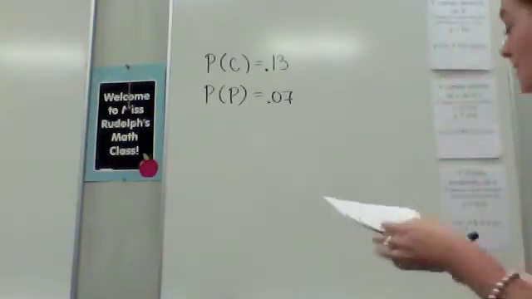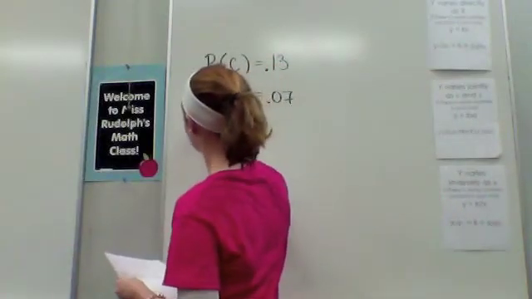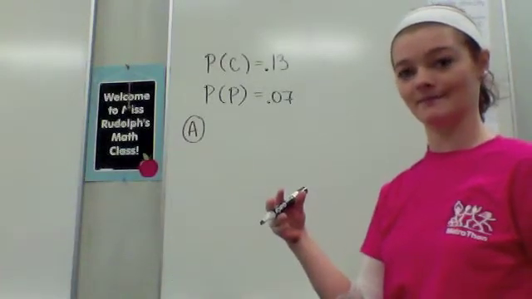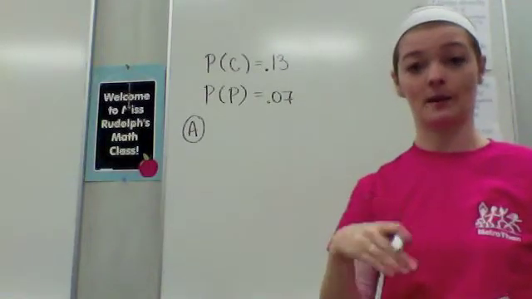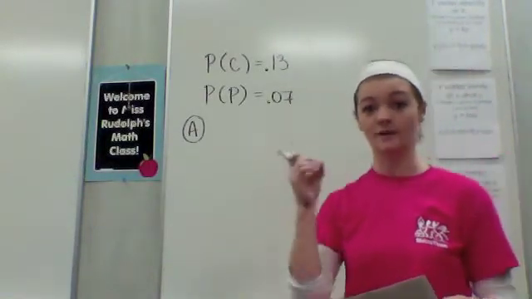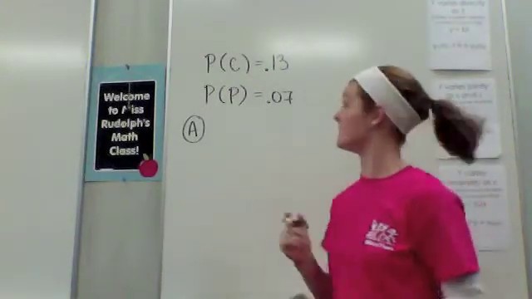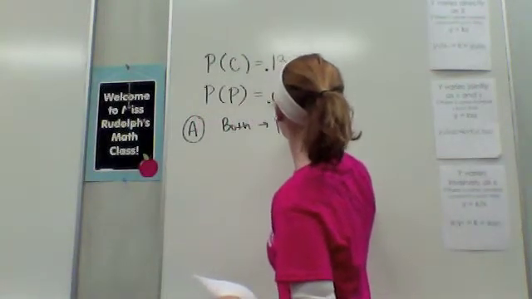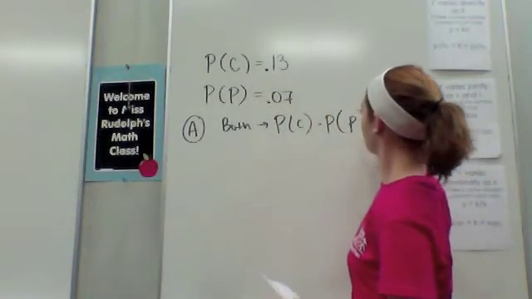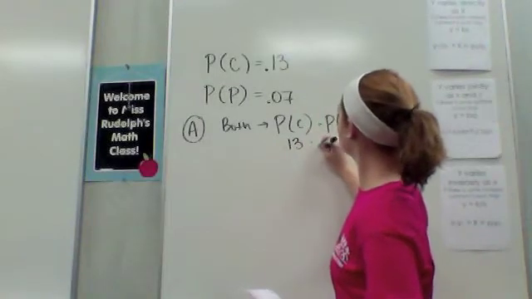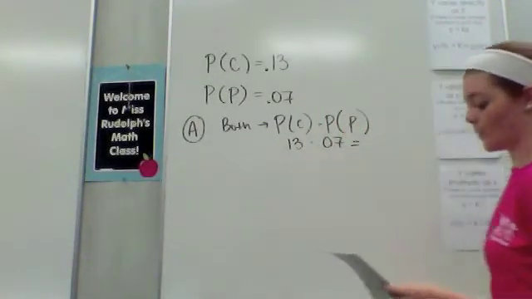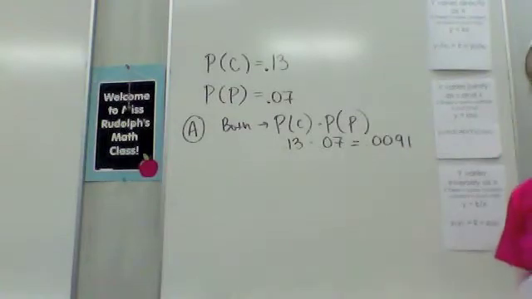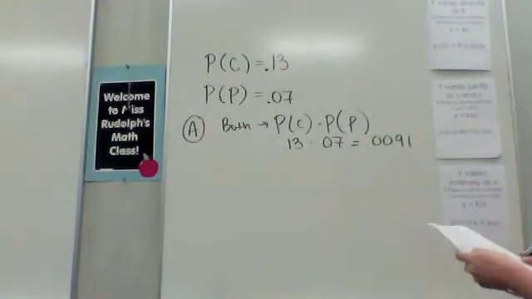Okay? And we have to find a couple of probabilities. The first is: what's the probability that both Calvin and Phoebe will get the mumps? I added in the word "and." It actually just says what's the probability that both catch the mumps, but I'm interpreting that as yes, Calvin and yes, Phoebe. And means multiply. So I'm taking the probability of Calvin and multiplying it by the probability of Phoebe. 0.13 times 0.07 gets me 0.0091. Less than a 1% chance that both of them will catch the mumps.